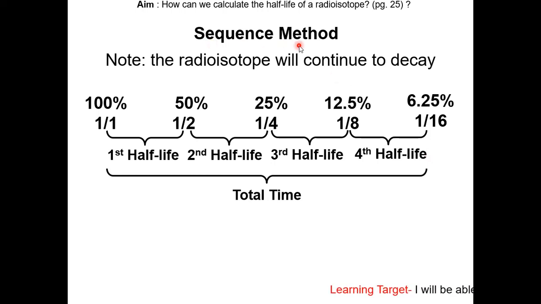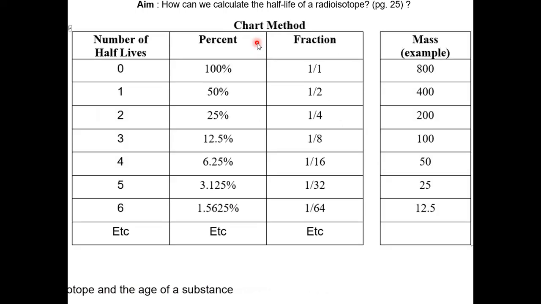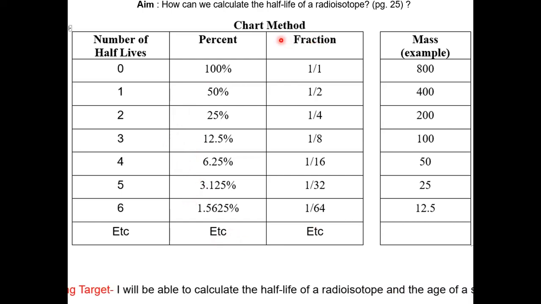The sequence method involves using this diagram to figure out the fraction, the number of half-lives, or the total time in the problem. The other method is the chart method. Here's an example of the chart. You start off with 0 half-lives at 100%. After each half-life, you decrease by half. The chart method is another representation of how to solve half-life questions. I'll show you how to use both the sequence method and the chart method in this lesson.